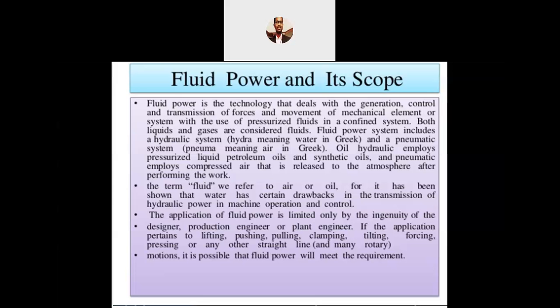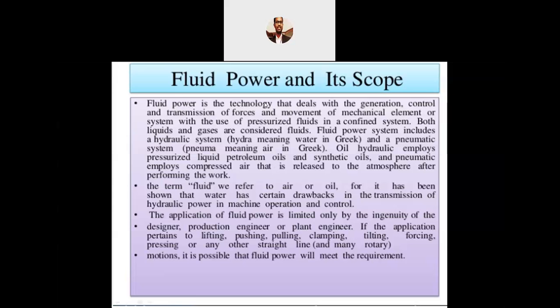Fluid power systems include hydraulic systems. Hydra means water in Greek, and pneuma means air in Greek. Actually, Greek people are the ones who started this fluid power, the hydraulic and pneumatic systems. So obviously they called them hydraulic and pneumatic systems. Oil hydraulics employs pressurized liquid petroleum oils and synthetic oils, and pneumatics employs compressed air that is released to the atmosphere after performing the work.